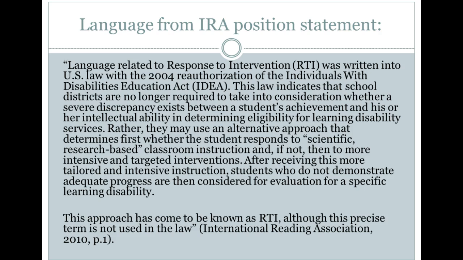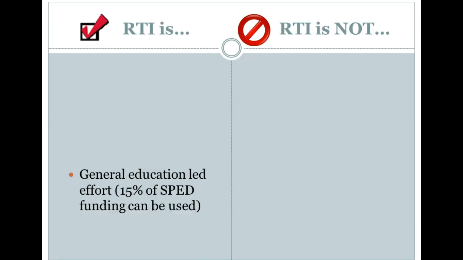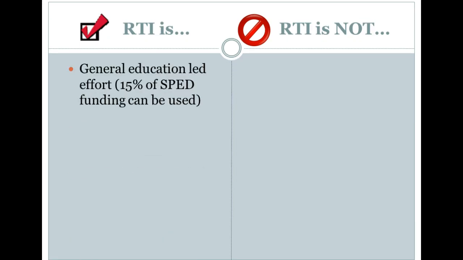So we are providing high quality instruction. If it is not effective, we are determining how we can be effective, providing interventions as such, documenting those interventions, documenting progress or lack of progress, and then moving on from there. So RTI is a general education-led effort. However, 15% of special education funds can be used for RTI, so that's why it's often confused and thought that it is a special education effort.